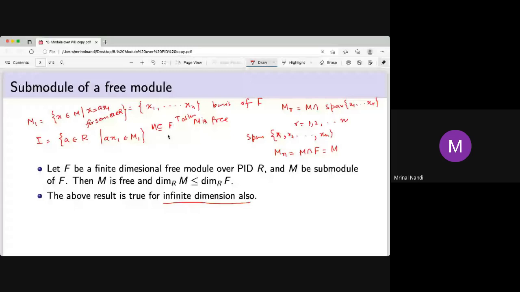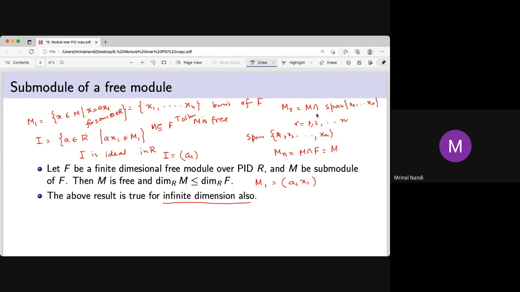So what is I? I is the set of all elements in R such that a x1 is in M1. Now I is an ideal in R. We know the ring is a PID, which means the ideal is generated by a single element, say a1. So I is generated by a1. Then M1 must be generated by a1 x1.